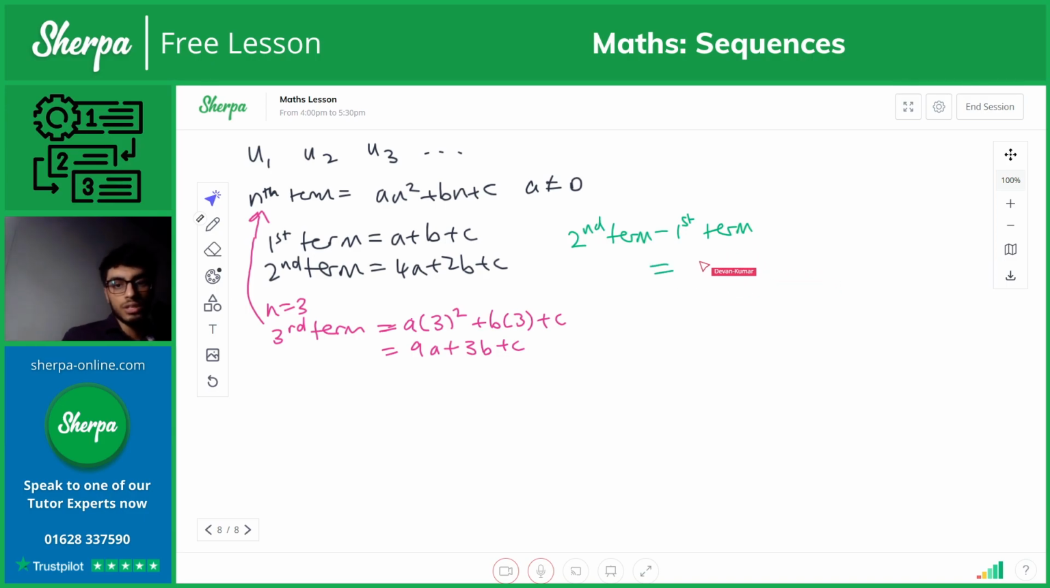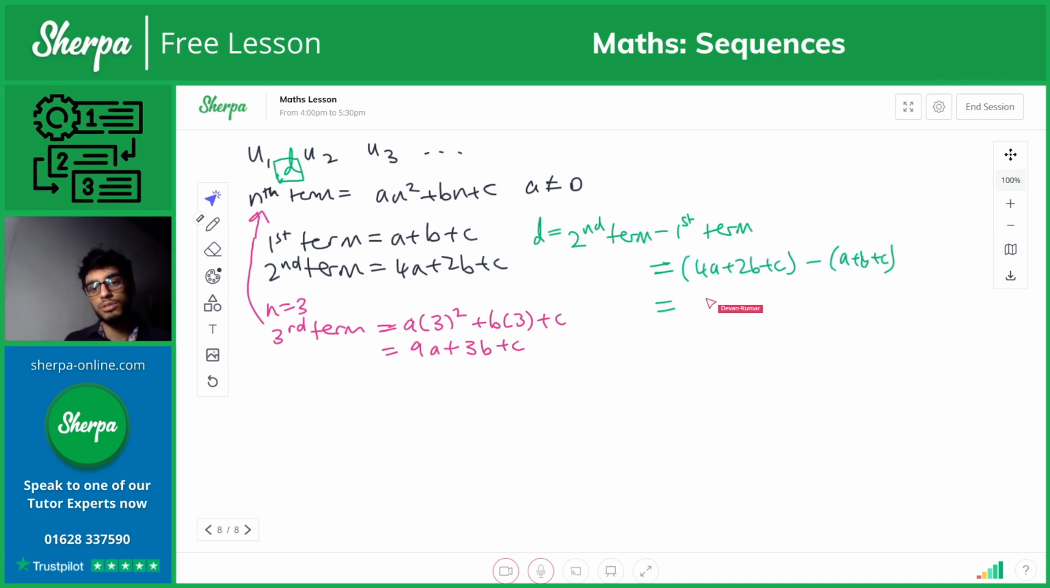Well, what this tells us is 4a plus 2b plus c minus a plus b plus c. All I've done is replace the second and first term with things that we understand. So all I'm talking about here is this difference, whatever this difference is. If I want to say that d is equal to the second term minus the first term, which is equal to this minus this, which is equal to, and I'll do this quickly, 3a plus b.